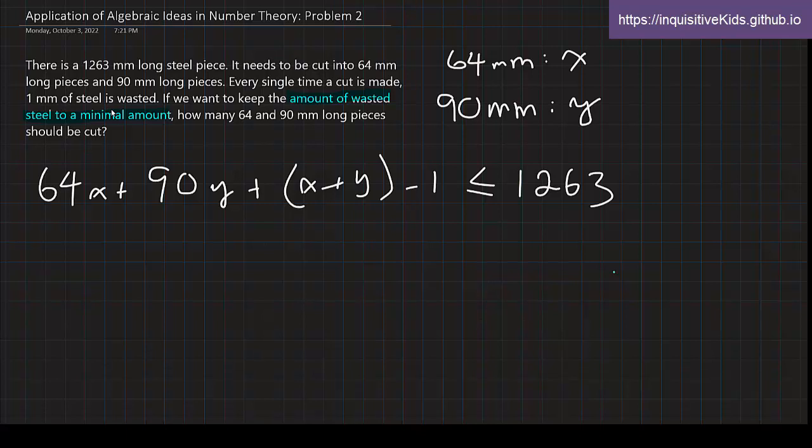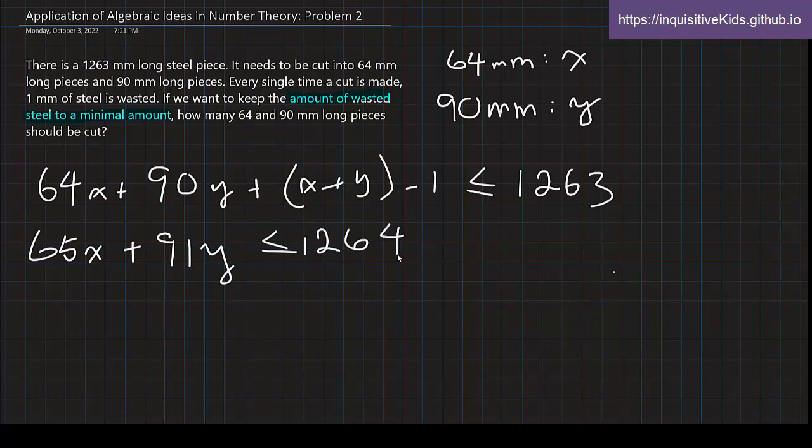And now let's just organize this and simplify. After we organize this, we can combine like terms. We have 65x plus 91y, and then we can shift this minus 1 onto the other side. So we have less than or equal to 1264. And you'll notice that 65 and 91 are both multiples of 13, but 1264 sadly is not. So that's why it prevents us from simplifying this even further. And this is sort of indefinite equation type of thinking.